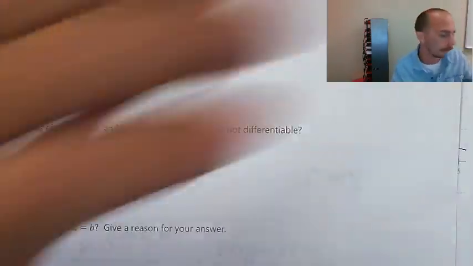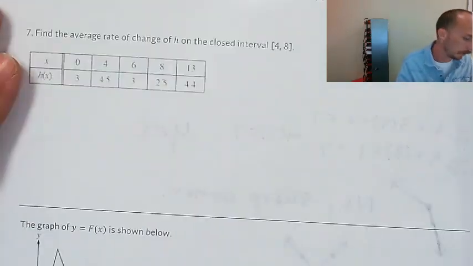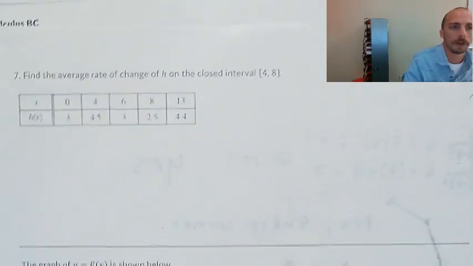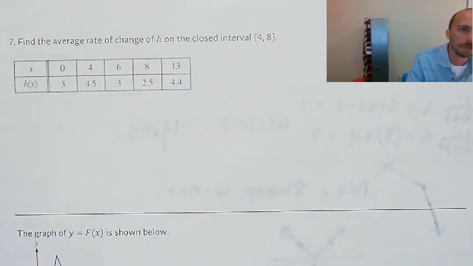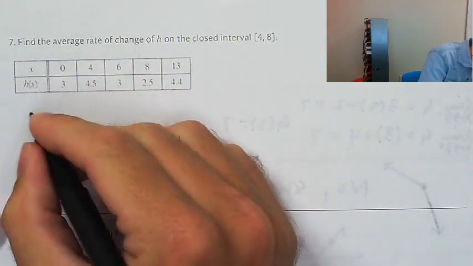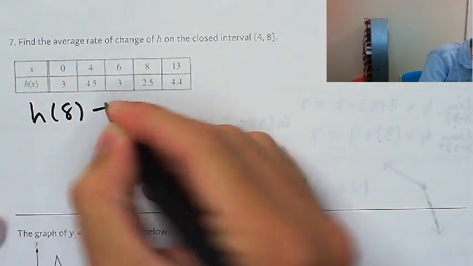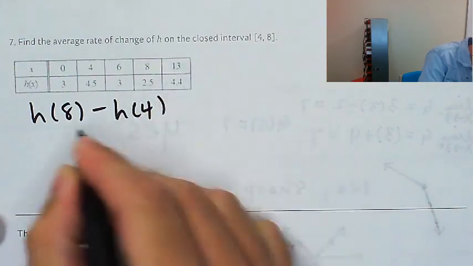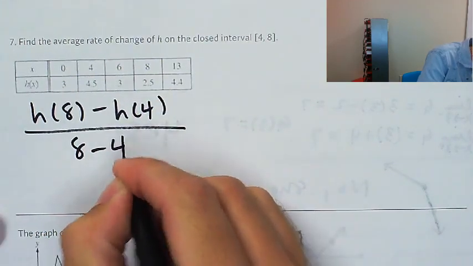But you're no more right than somebody who would just stop there. Okay. Number 7, another average rate of change question. Find the average rate of change of h on the closed interval 4 to 8. So that's going to be h of 8 minus h of 4 divided by 8 minus 4.